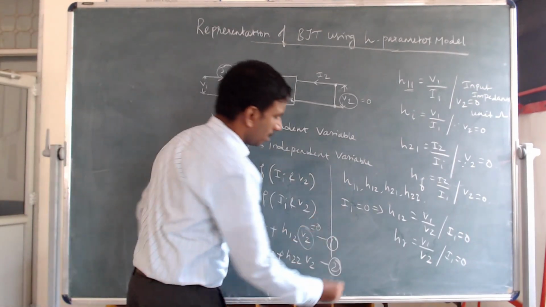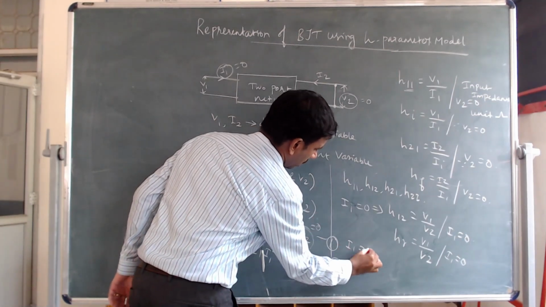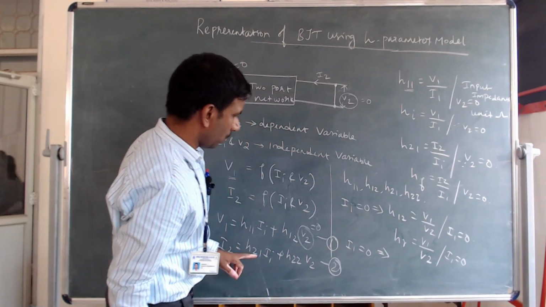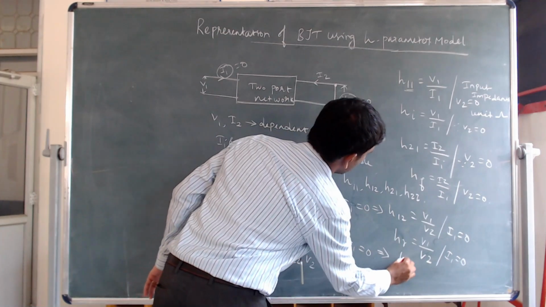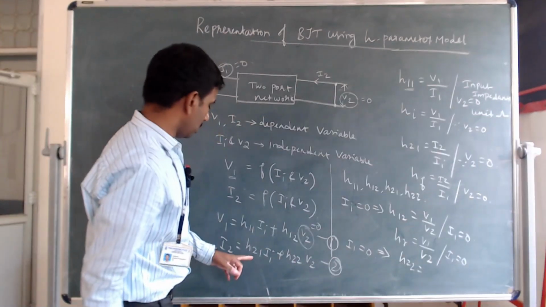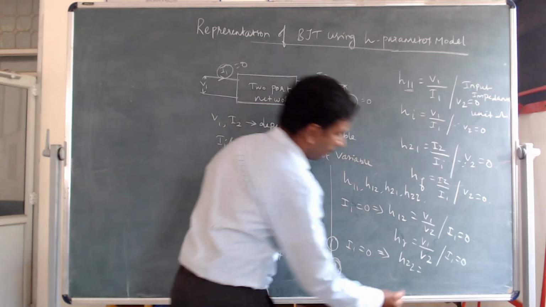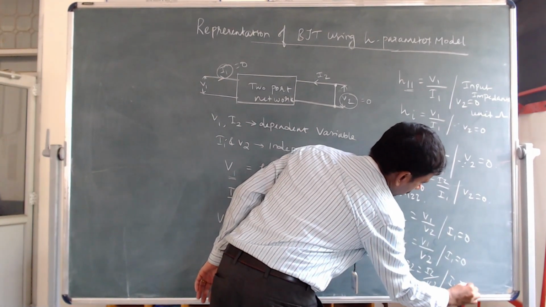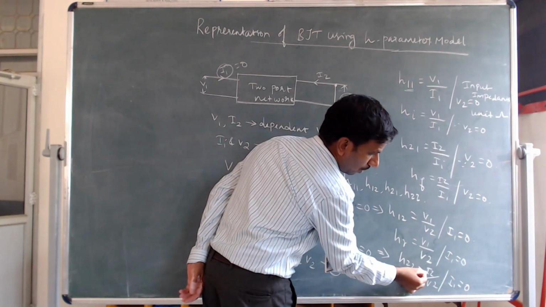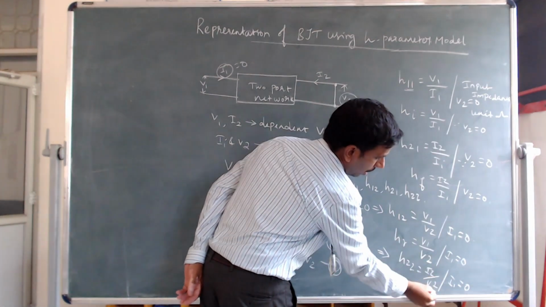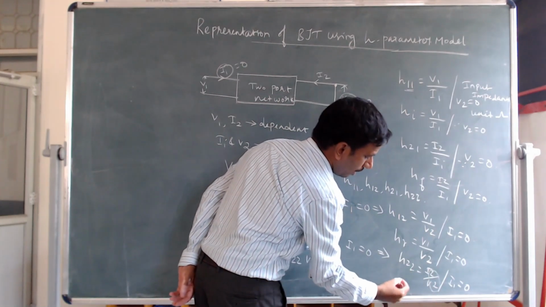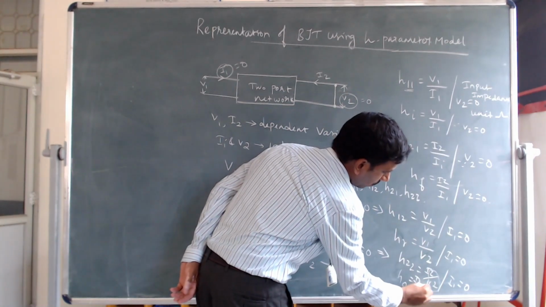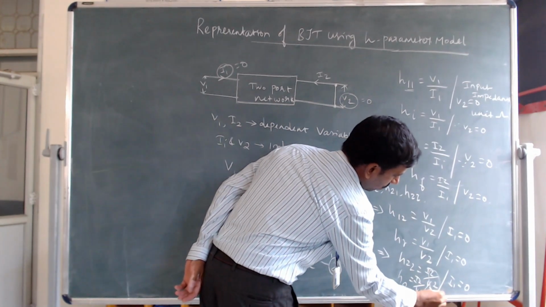Now we are substituting the same I1 equal to 0 in the second equation. Here we will be getting another particular value, H22. So H22 is going to be I2 by V2, when we consider the input current equal to 0. Here we will be getting the ratio of current to the voltage, which belongs to the output port. So we can take it as output admittance, H0 equal to I2 by V2 when the input current I1 equal to 0.